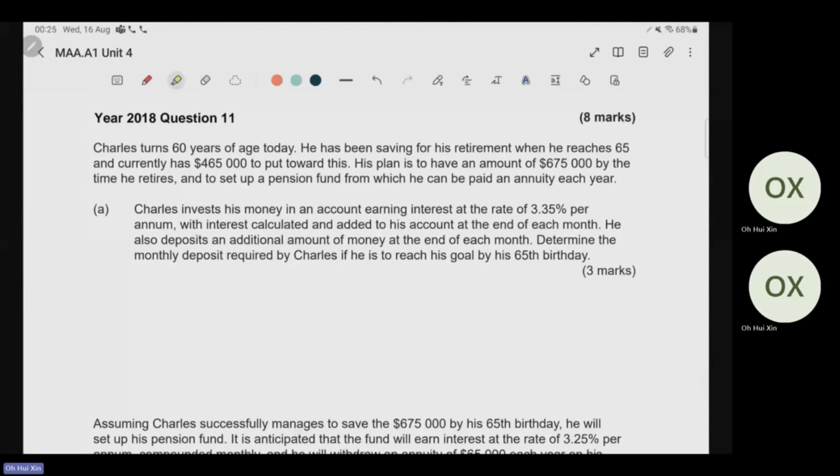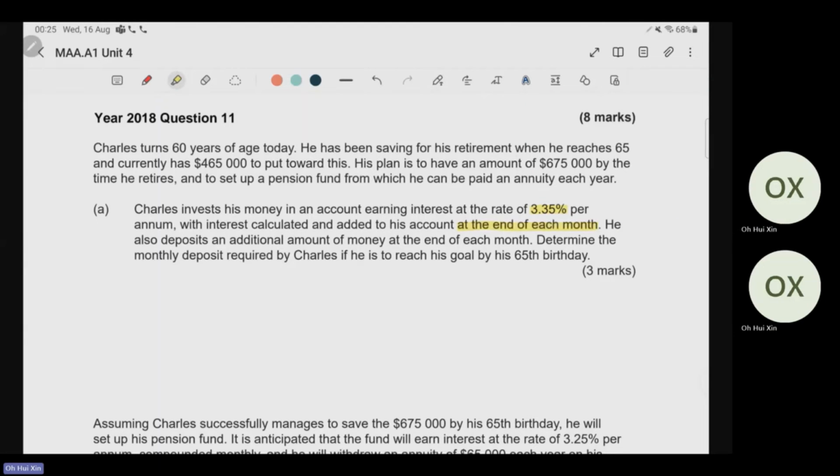So his plan is to have an amount of 675,000 by the time he retires, so that he can set up a pension fund from which he will be paid an annuity each year, which means he wants to withdraw an amount every year. The question says that Charles invests the money in an account earning interest at 3.35% per annum, where the interest is calculated and added to the account at the end of each month.